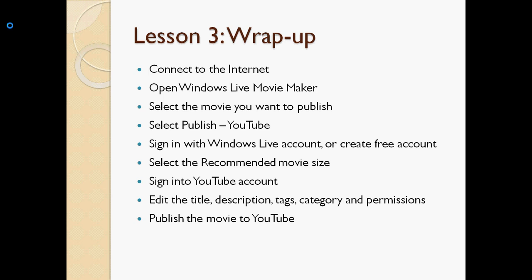So, lesson 3 wrap up. We connected to the internet. We opened Windows Live Movie Maker. We selected the movie you want to publish. Select Publish, YouTube. We signed in with the Windows Live account or created a free account. We selected the recommended movie size. Signed into the YouTube account. Edited the title, description, tags, category, permissions, and published the movie to YouTube.